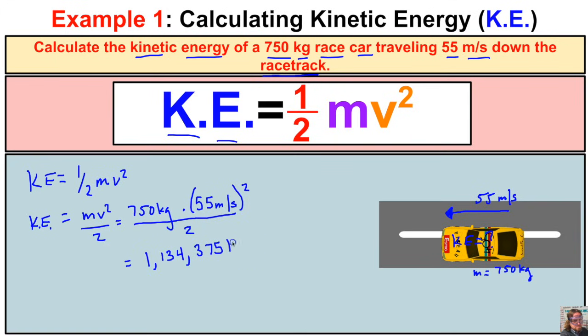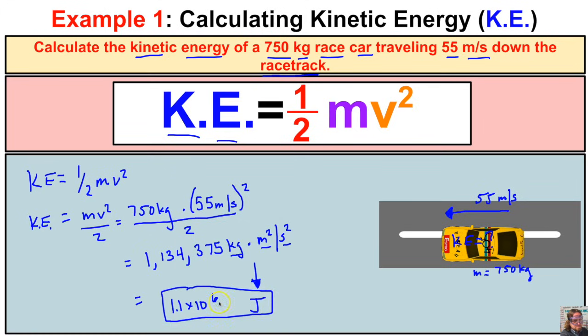Well, let's take a look at the units. We have kilograms times meters squared per second squared. And anytime we have this unit right here, it becomes joules. This is the same thing as a joule, or capital J. And if we want to, we can convert this to scientific notation, and we can put this in the correct number of sig figs, which appears to be 2 sig figs, and we'd end up with 1.1 times 10 to the 6th joules of energy.